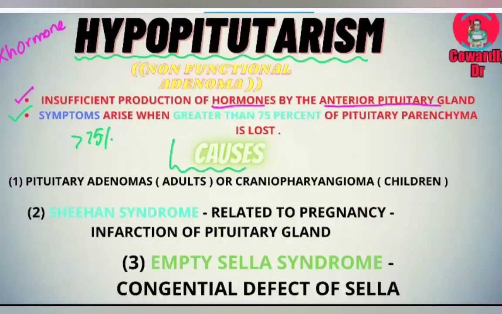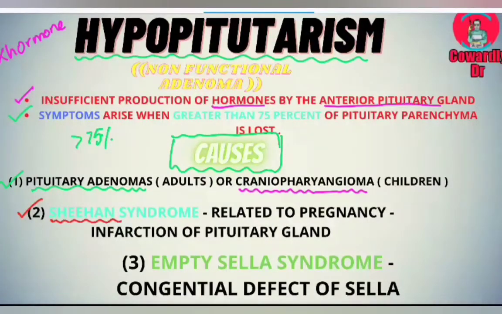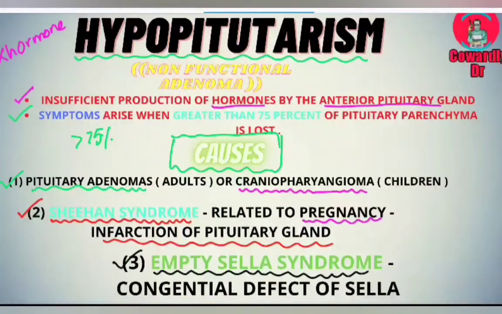Now we will discuss the causes of the hypopituitarism. So the first cause is the pituitary adenomas in adults, or maybe the craniopharyngioma in children. Number 2, it may be Sheehan syndrome, which we will discuss right now. It is related to the pregnancy and it is the infarction of the pituitary gland. The main point to know is that it is related to the pregnancy. Then the third point is the empty sella syndrome. It is the congenital defect of the sella.